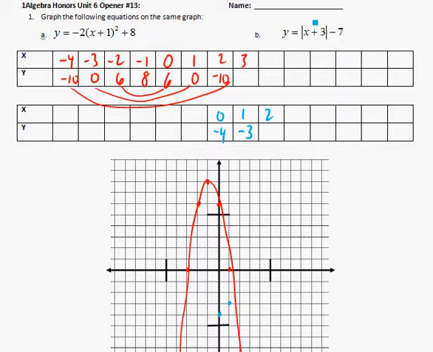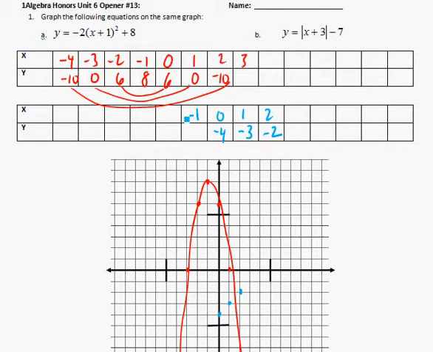Next, if I put in 2, 2 plus 3 is 5. The absolute value of 5 is 5. 5 minus 7 is negative 2. 2, negative 2 is here. It appears that this graph just keeps going over 1 and up 1.